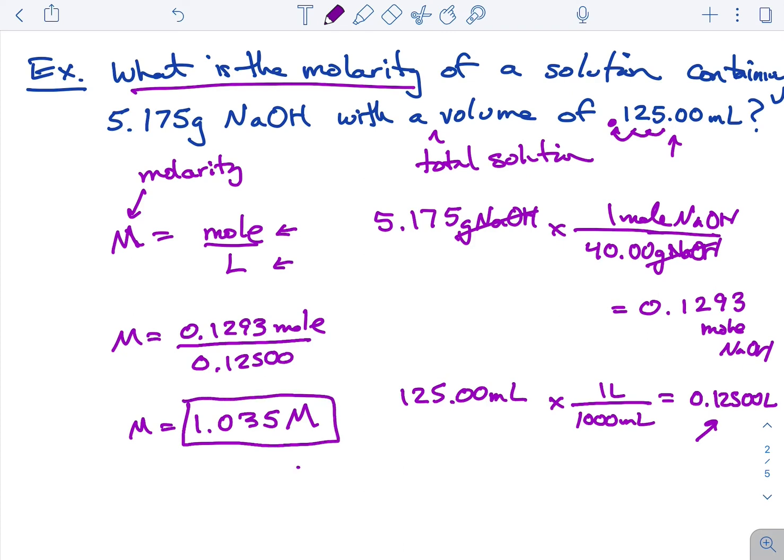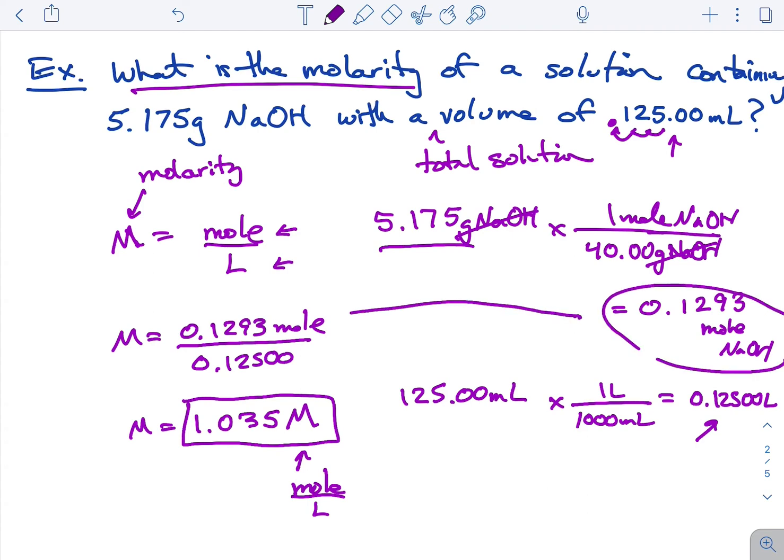Remember to always include the unit here. You can call it moles per liter if you prefer, but uppercase M is the more standard way to note the unit. All right. So change your grams into moles.